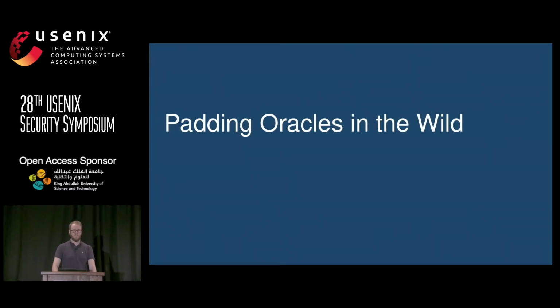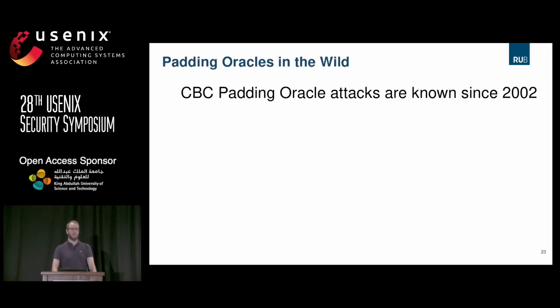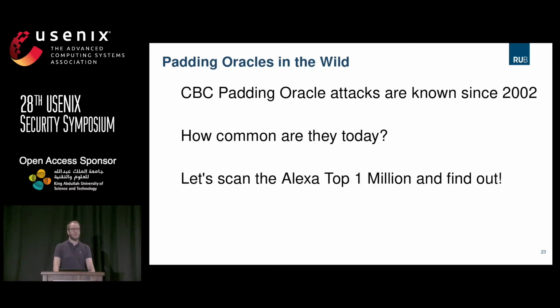So let's speak about padding oracles in the wild. We know that padding oracles have been known since 2002, and we asked ourselves, how common are they today in 2018, 2019? Are they still a thing, or are they already gone because everybody knows about them? So we thought, let's scan the Alexa top 1 million. That's a list of the websites which are most prominent on the internet, and find out how many vulnerable servers there actually are. But then the question arose, how do we actually do this?